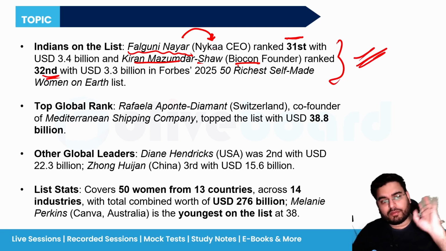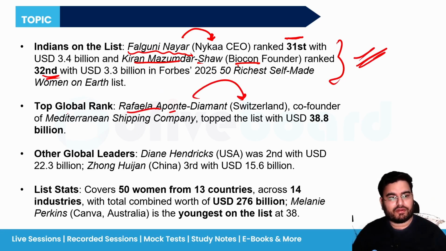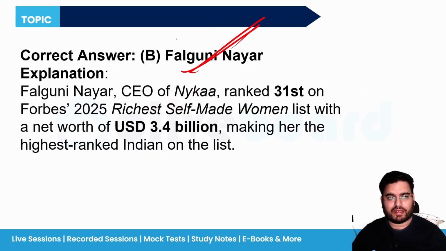And who has topped globally? Rafaela Aponte from Switzerland. She is the co-founder of Mediterranean Shipping Company. Okay, so remember these three names, very important. Chalo. Falguni Nayar, CEO of Nykaa.